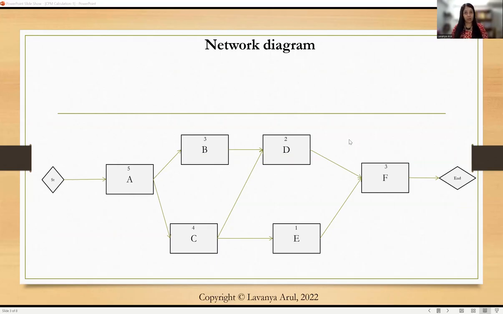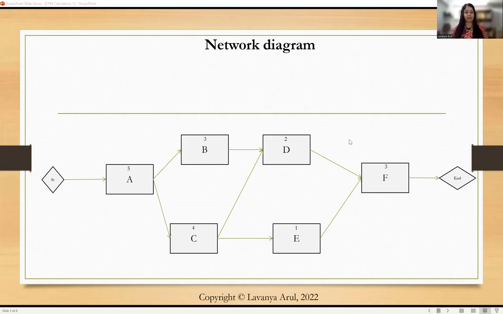Activity D can only start after we finish B and C. That is why the two arrows are converging. Also, there is a dependency. Activity E can only start after C has completed. Activity F can start only after D and E have completed. After activity F is complete, the project comes to an end. So this is the interpretation.